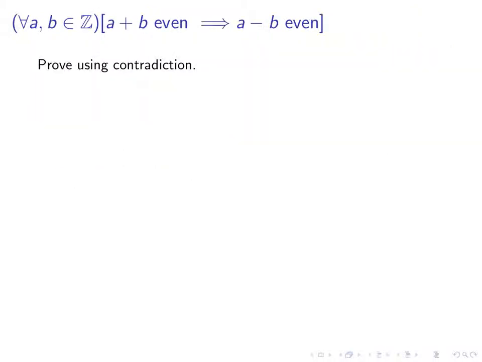Now the other problem was to prove by contradiction that if a plus b is even, then a minus b is even. Well, if you want to prove something by contradiction, you have to assume that it's false and then get a contradiction. So the useful denial is that there exists an a, b, and z such that a plus b is even and a minus b is odd.